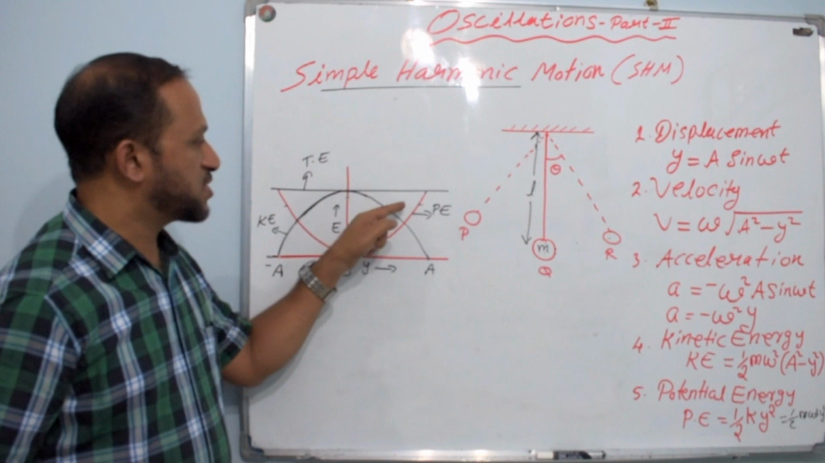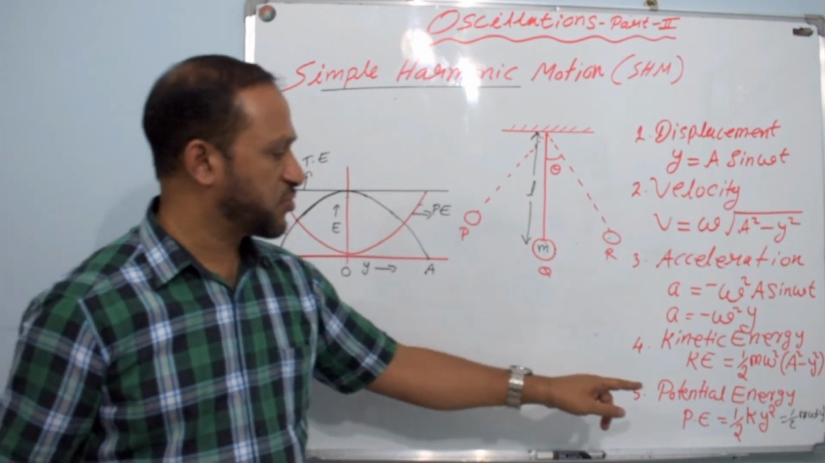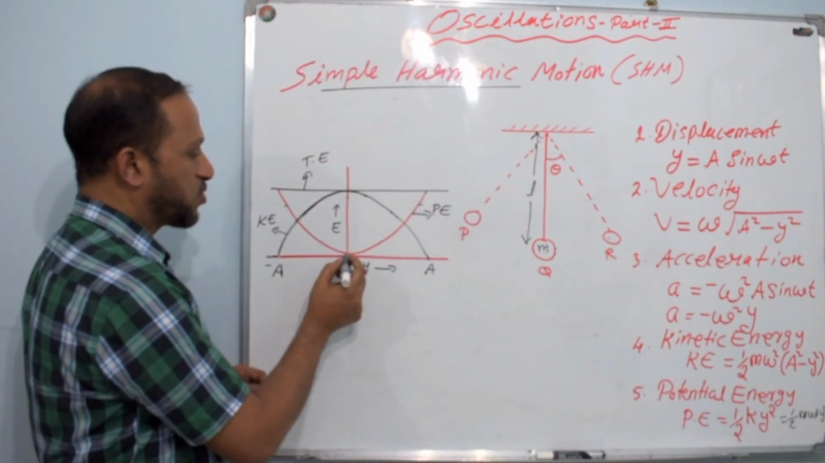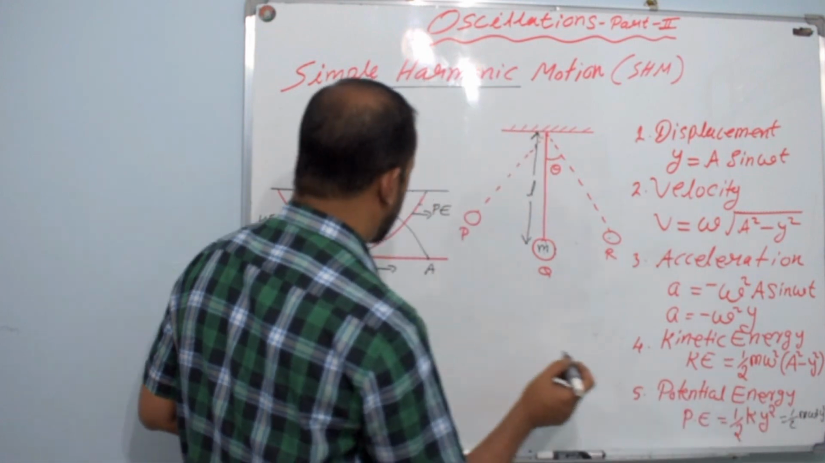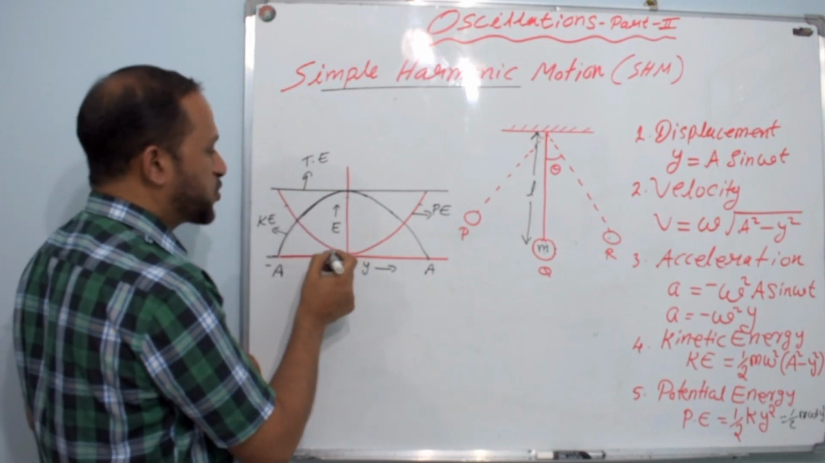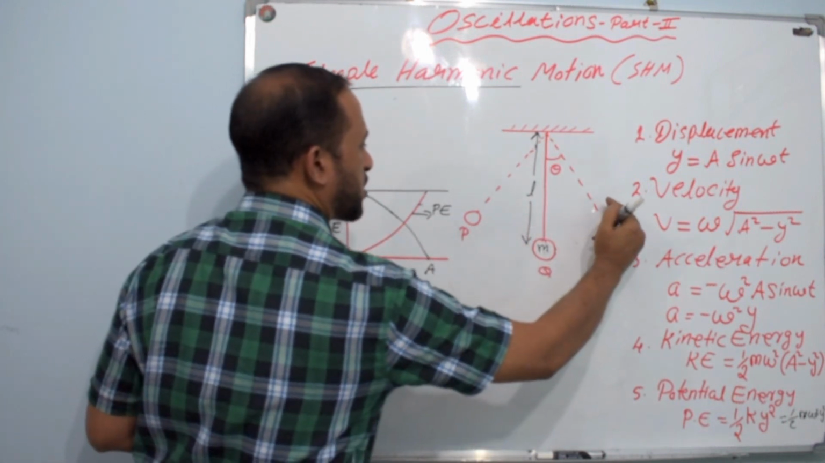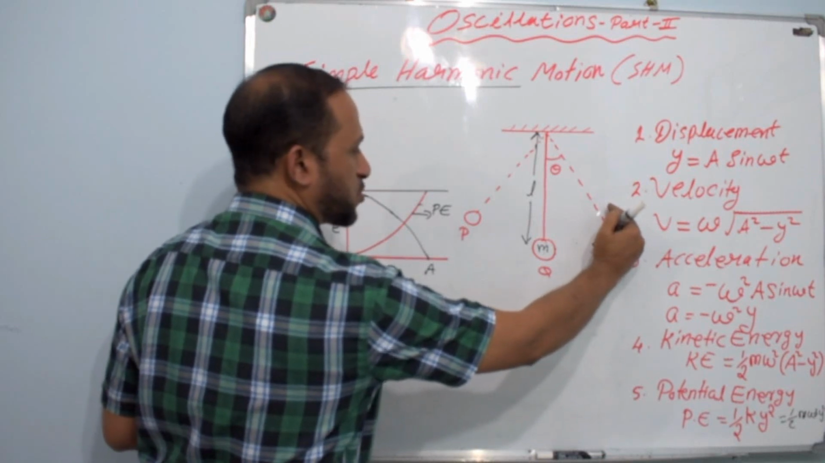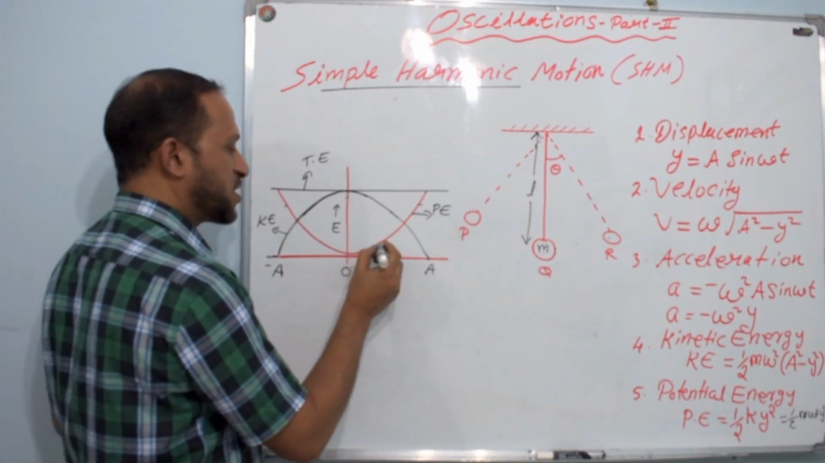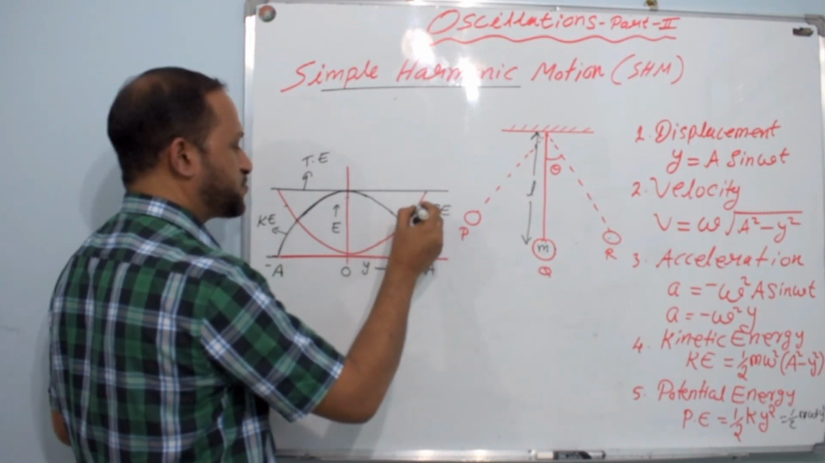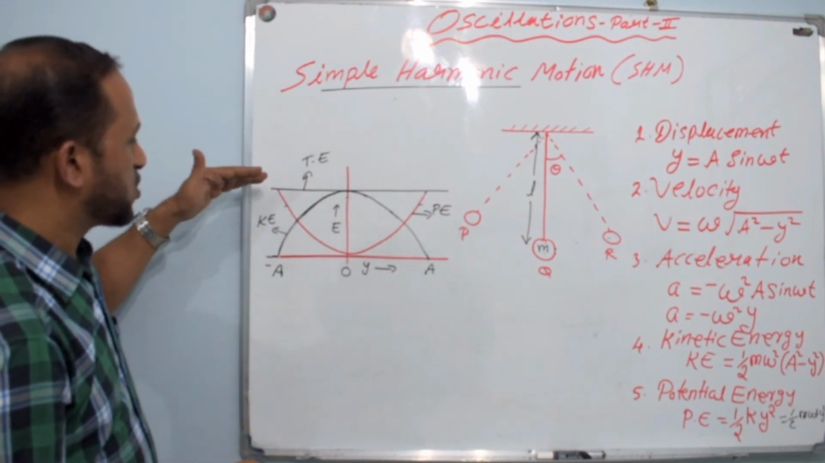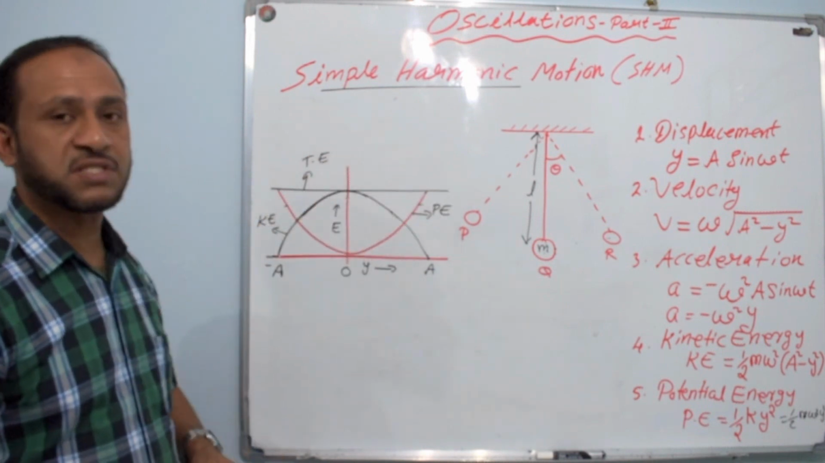And this red curve represents the variation of potential energy. In the potential energy equation, half m omega square y square, at the mean position y equal to 0, so potential energy is 0. But at the extreme position, potential energy becomes maximum. When the bob reaches here, it stops, so kinetic energy becomes 0, but potential energy is maximum, height is maximum. And also we can see this horizontal black line, which represents the total energy.